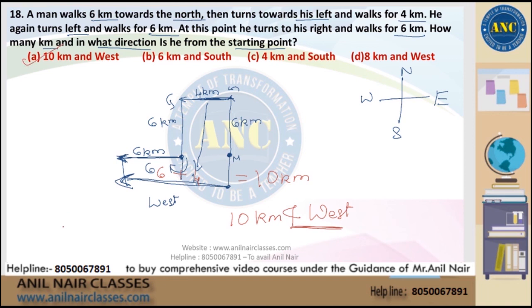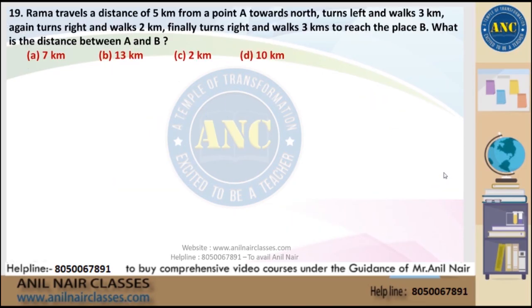Option A is 10 kilometers and west. Option B is 6 kilometers and south, which is wrong. Option C is 4 kilometers and south, wrong. Option D is 8 kilometers and west, wrong. 10 kilometers and west is the right answer, which is option A. Okay, now let us go to the next question.